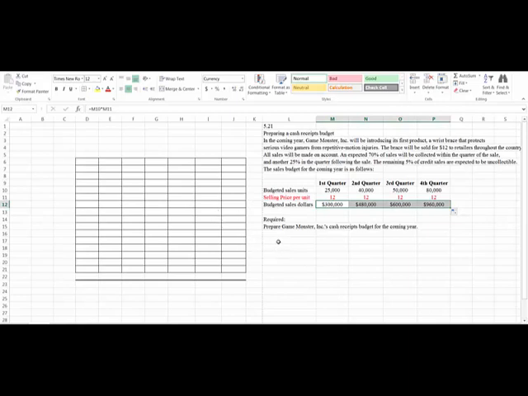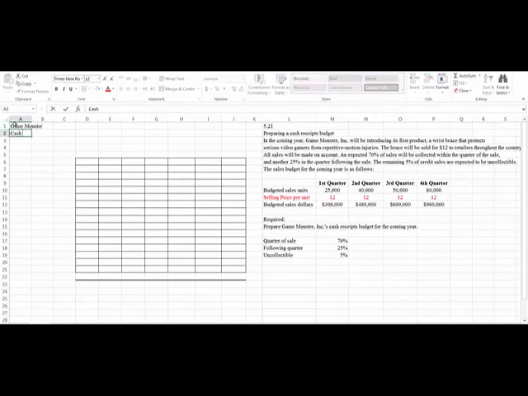cash budget. I also find it handy to make a note down here so we can refer back to it when we're going to be collecting these sales. So the quarter of sale is 70%. The following quarter is going to be 25%. And then uncollectible will be 5%. All right, we're ready to start now. So let's give this a heading, Game Monster, Cash Receipts Budget.